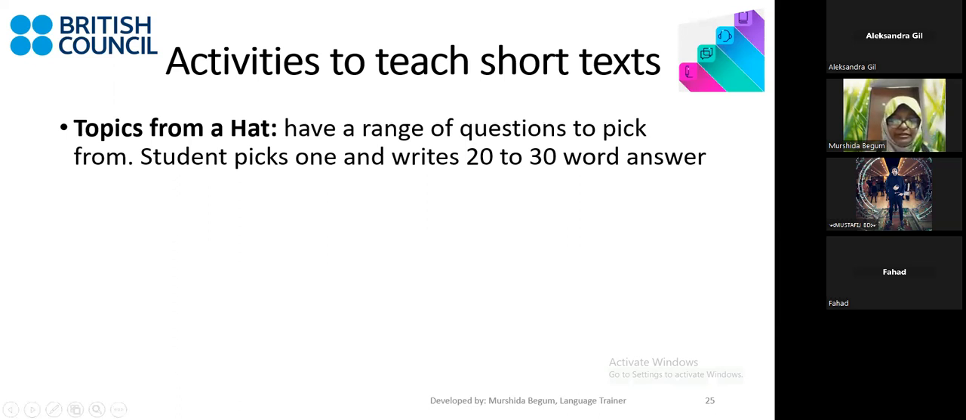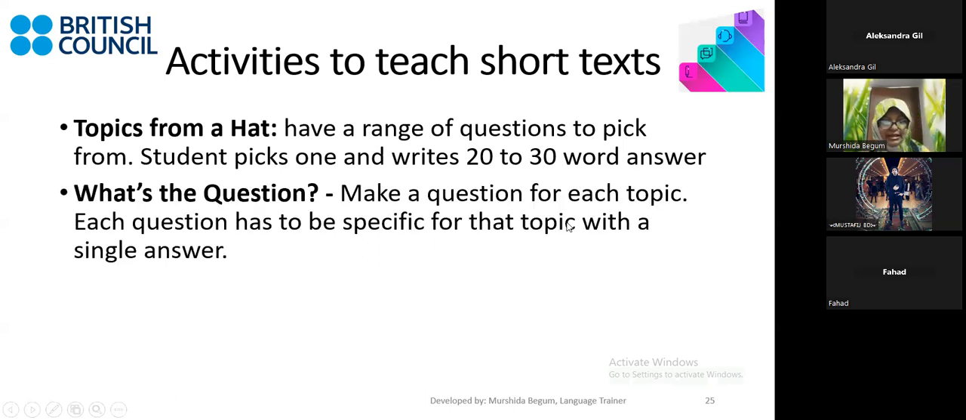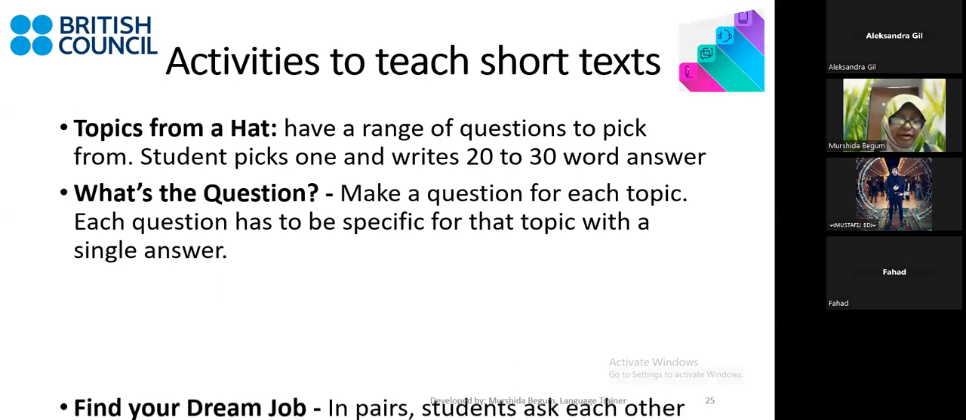We can have another activity for them to teach short text, and that's what's the question. So you make a question for each topic, and each question has to be specific with a single answer. Maybe the topic would be given, or you can even say, all right, the topic is travel, and you tell one of the candidates to come up with the proper question on travel, and then the friend writes the answer. And vice versa, change the topic, could be food, and the friend writes the question, asks the question, and the first person writes the answer. So it could be done either way around. That could be another activity.